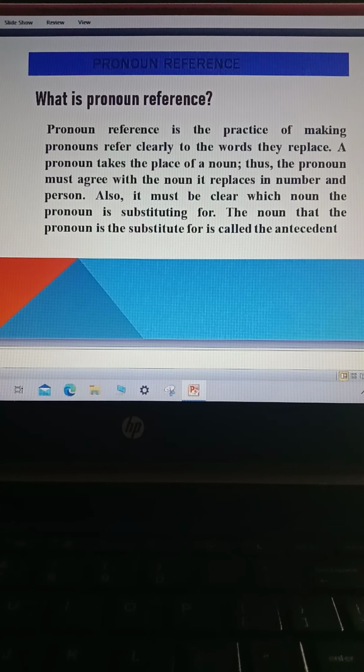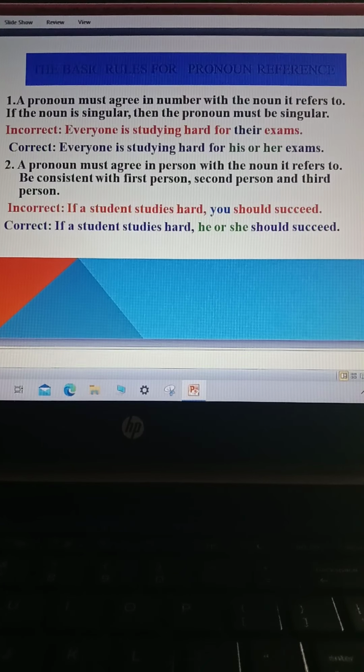Firstly, we know what the basic rules for pronoun reference are. A pronoun must agree in number with the noun it refers to. If the noun is singular, then the pronoun must be singular. Please notice it. Here you see an incorrect example: Everyone is studying for their exams.